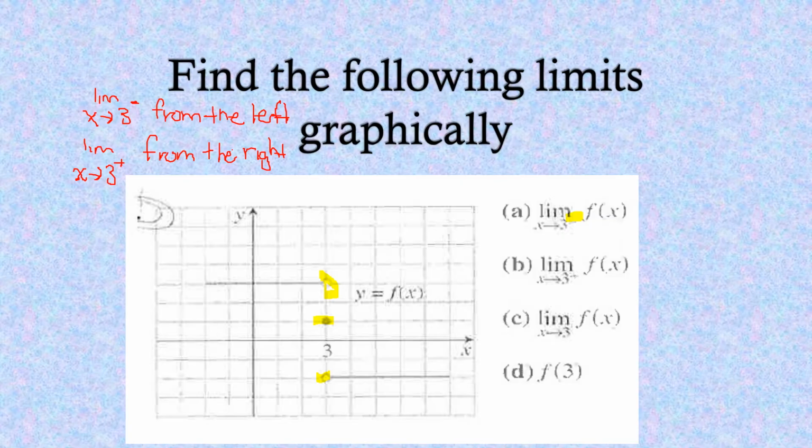What I'm going to do is trace the line starting from the left of the graph, approaching x equals 3. As I get closer and closer to x equals 3, y gets closer and closer to what value? Y gets closer and closer to 3. So then we can say that the limit as x approaches 3 from the left is 3. Okay, so the answer to this first one is 3.